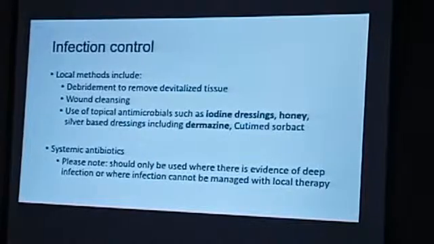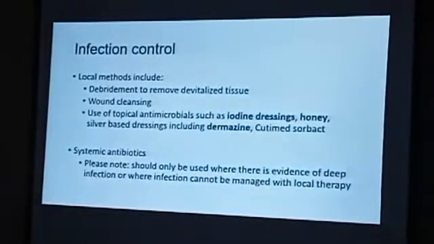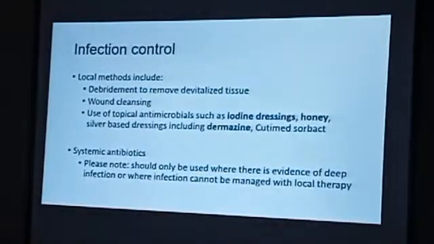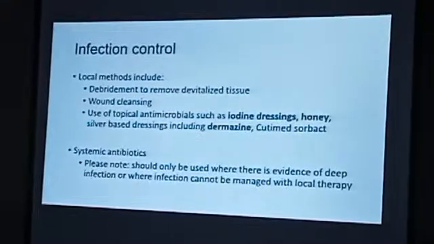and then use topical antimicrobial agents. What are the common topical antimicrobial agents that we have? Povidone iodine. A 10% povidone iodine is readily available. It's a very good antimicrobial agent. Then honey too has some subtle antimicrobial property, so that can also be used to treat infection.